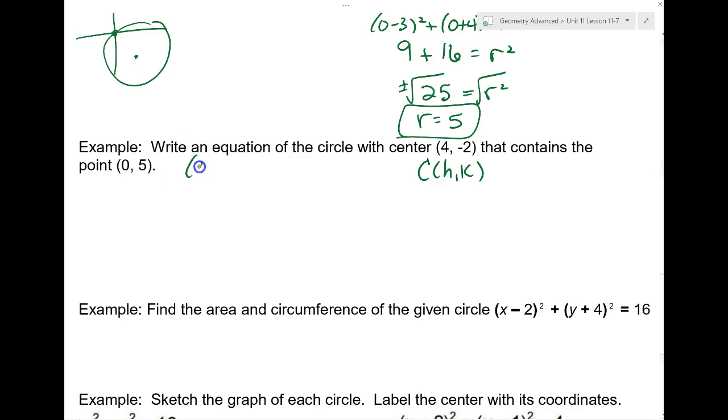So this is the equation of the circle. What part do I know right away? Do I know the center? All right, so can't I write that in? The quantity x minus 4 squared plus the quantity y plus 2 squared equals the radius squared. What's the only thing missing from my whole equation? The radius squared. How can I find that?